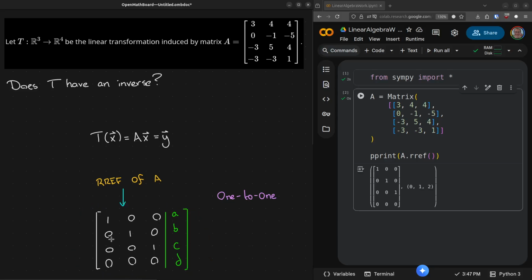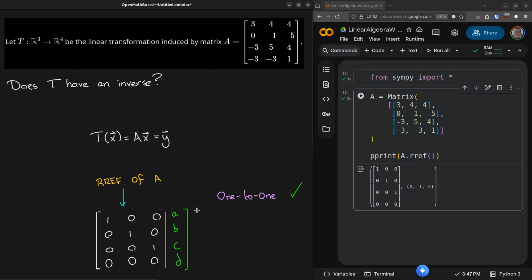Looking at this, will we ever have infinitely many solutions? Well, no. Every column in the coefficient matrix has a leading entry in it, has a leading 1. Because every column has a leading 1, we will not have any free variables, which means if we have a solution, it's going to be a unique solution, not infinitely many solutions. So is the function 1-to-1? Yes, it is. The transformation is a 1-to-1 transformation.